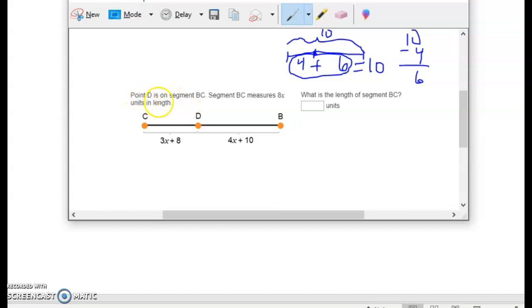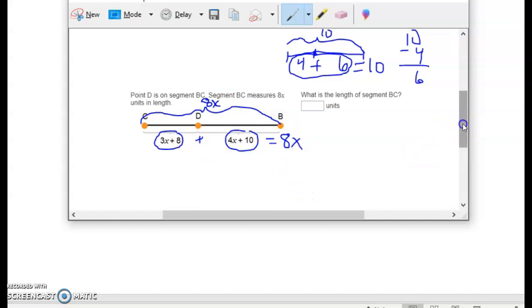This one says point D is on the segment BC, which we can see right there. Segment BC, so from B all the way to C, whoa, that was a funny one, measures 8x. So that whole entire distance is 8x. That's the total. We want to figure out what the length of BC is. We don't want it in terms of x, we want it as a number. So we're going to use the segment addition postulate. This piece plus this piece is going to equal the total, which is 8x.